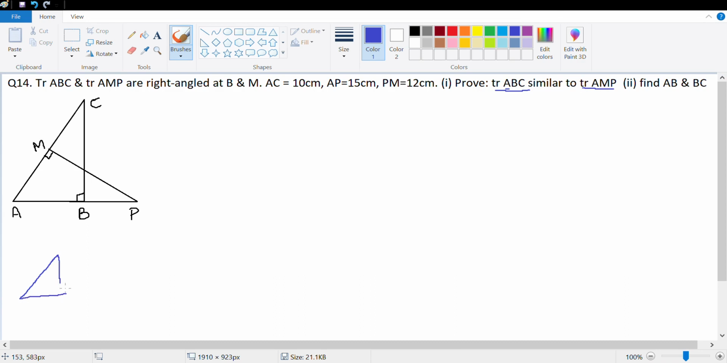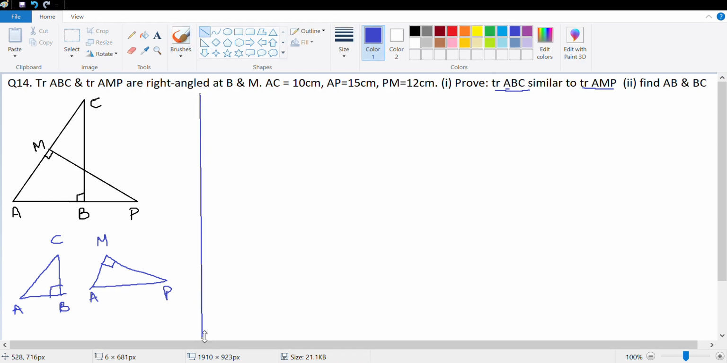So for my convenience, I will just draw these two triangles that we need to prove similar separately so that I can identify specific angles. So this is A, B and C. This is M, A and P. Since I have to prove ABC and AMP similar, let's see if I can visually find something equal already. Angle B and angle M are equal because they are 90 degrees. And I notice that angle A is common in triangle AMP as well as in ABC. So we've already got our AA test.